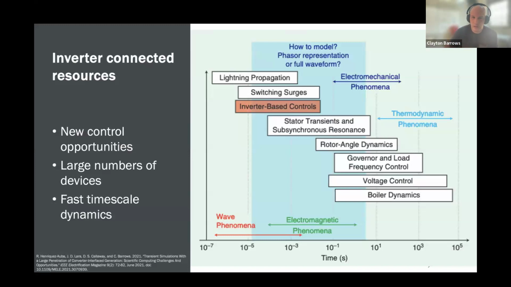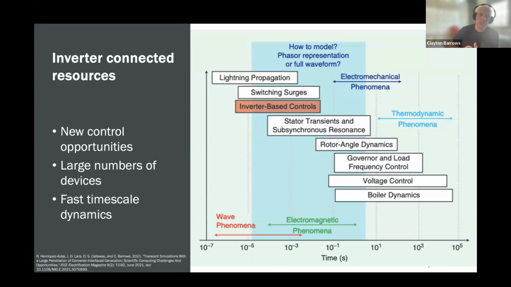Inverter-based controls happen at a time scale that's a little bit in the middle. Historically, we've had a lot of electromechanical and thermodynamic phenomena and some electromagnetic phenomena on the electric system that we need to understand very well. We've also had some lightning propagation that happened very fast. But these inverter-based controls sit somewhere in the middle, where sometimes they're at the wave phenomena scale, and sometimes they're at the electromechanical and electromagnetic scale.